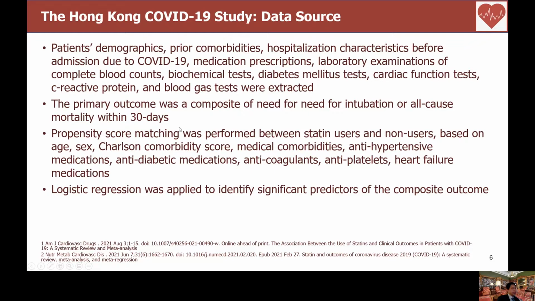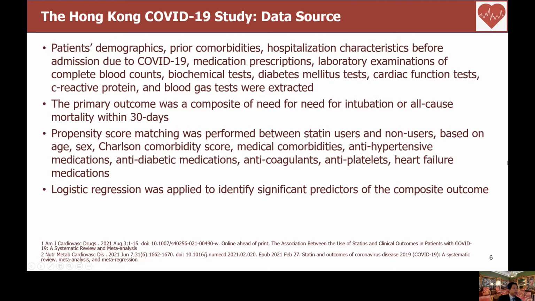And we conducted one-to-one propensity score matching between statin users and non-users based on age, sex, Charlson comorbidity score, medical comorbidities, as well as various classes of medications that have previously been shown to influence or modify the outcomes of COVID-19. And we applied logistic regression as well as Cox regression to look at the significant predictors of the severe disease outcome.